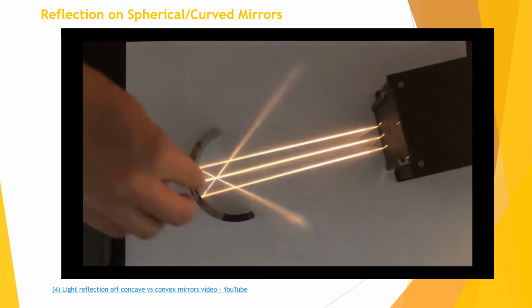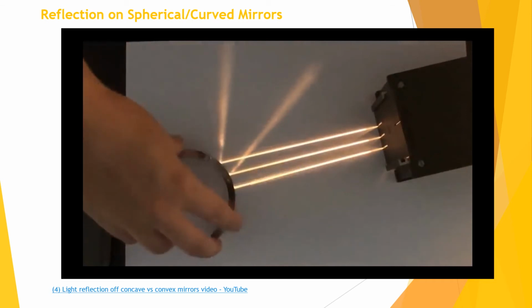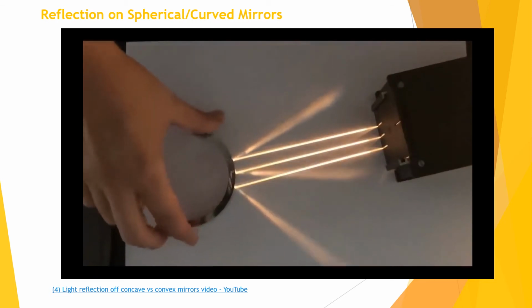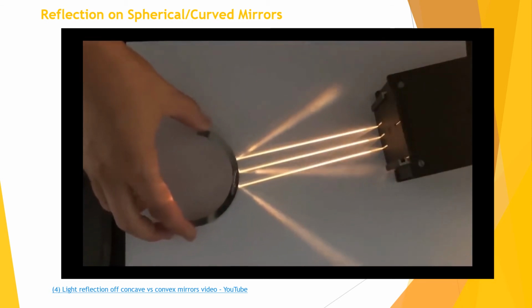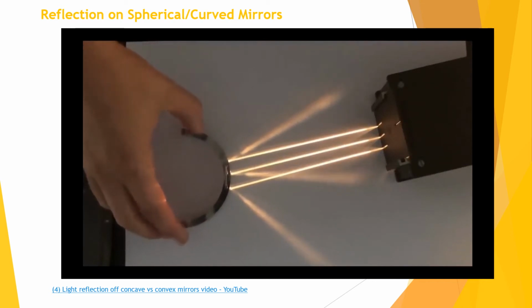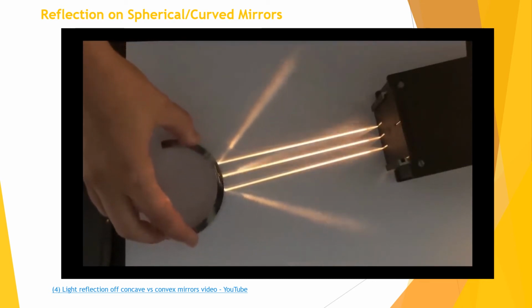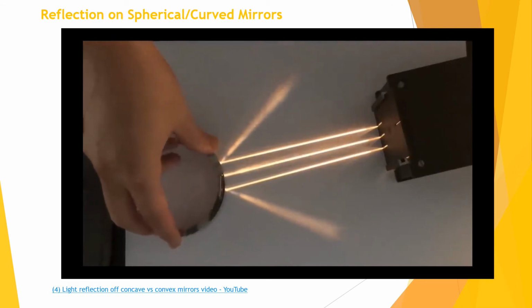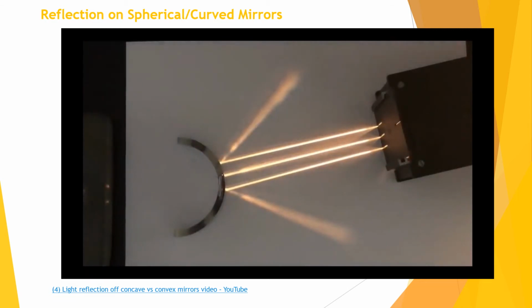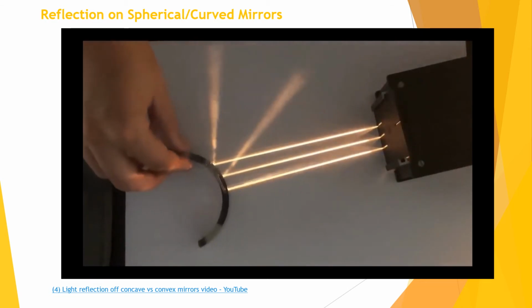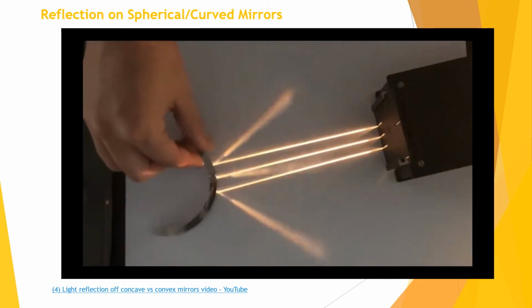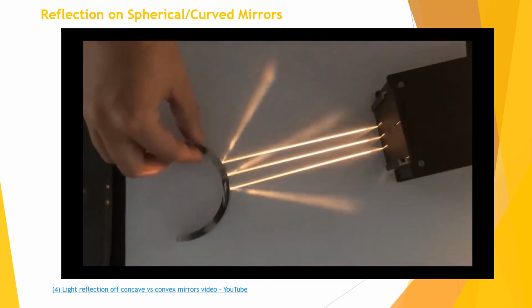Now, if we're looking at a convex mirror, here the complete opposite happens. So instead of the rays being focused towards one another, and we end up with a focal point, this actually causes the light to disperse. So you can see that as the light hits the mirror, those beams are moving outwards, not towards one another.